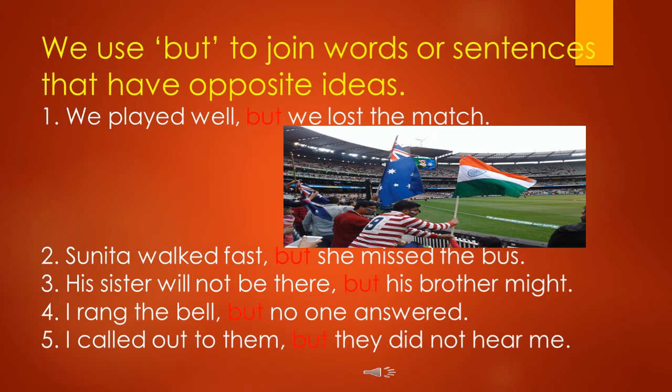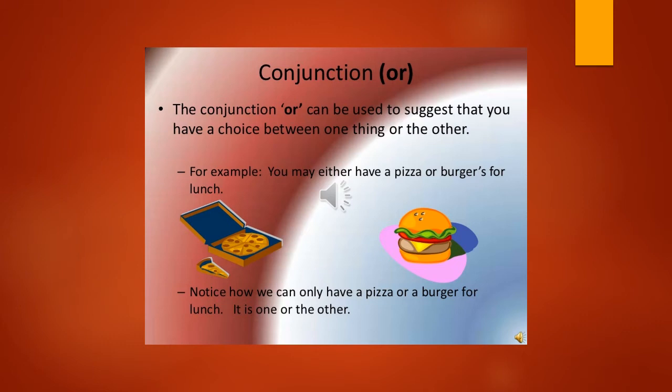Example number 5. I called out to them but they did not hear me. So I called out to them to talk to them but they did not hear me. So all these ideas, these are two ideas which are joined by but. Now comes the third conjunction, or.